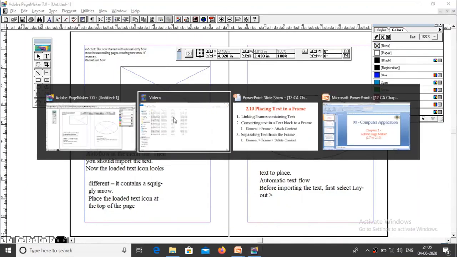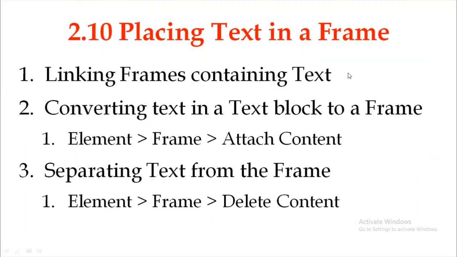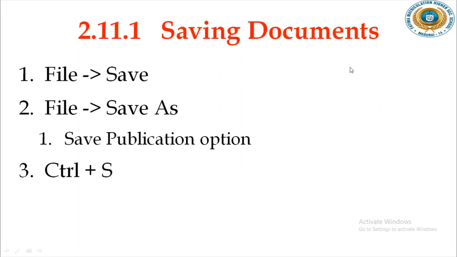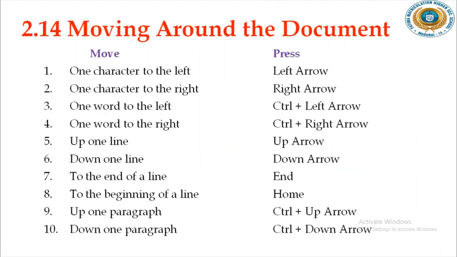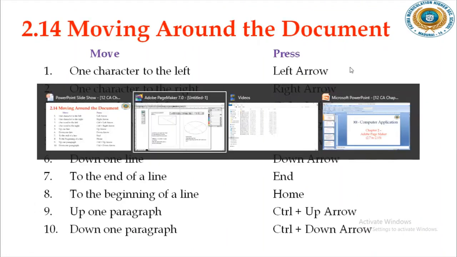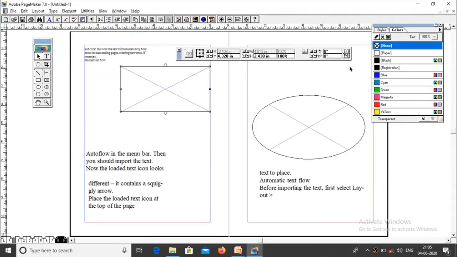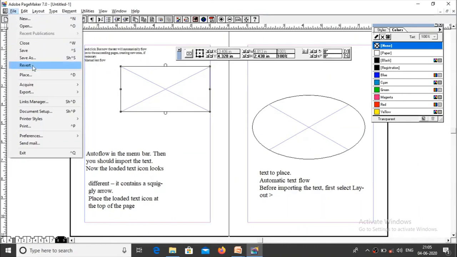Okay, I understand. So placing text in the frame is done. Now saving our document. Next, opening a document, closing a document, and moving around the document. These three things we are going to discuss. First, how we are going to save it. File, Save option or Save As option, any one.